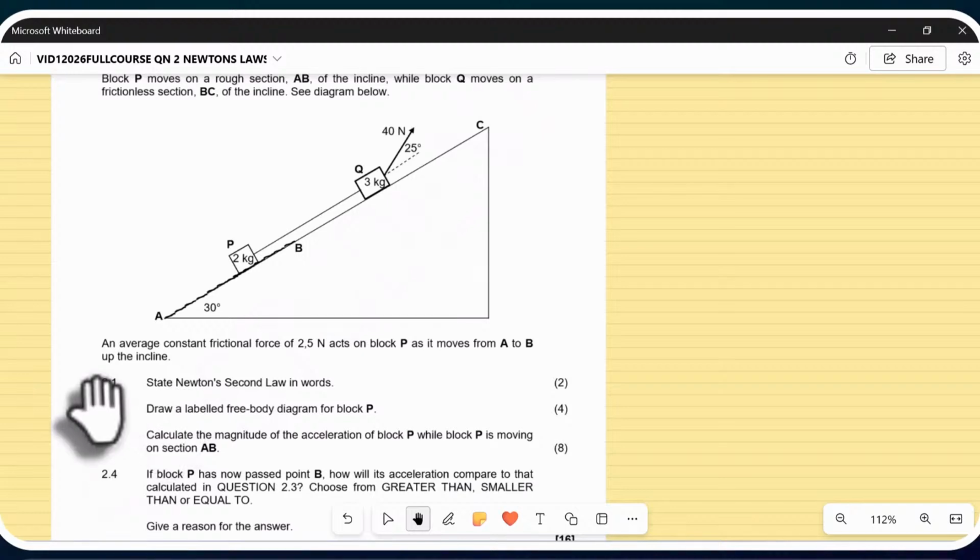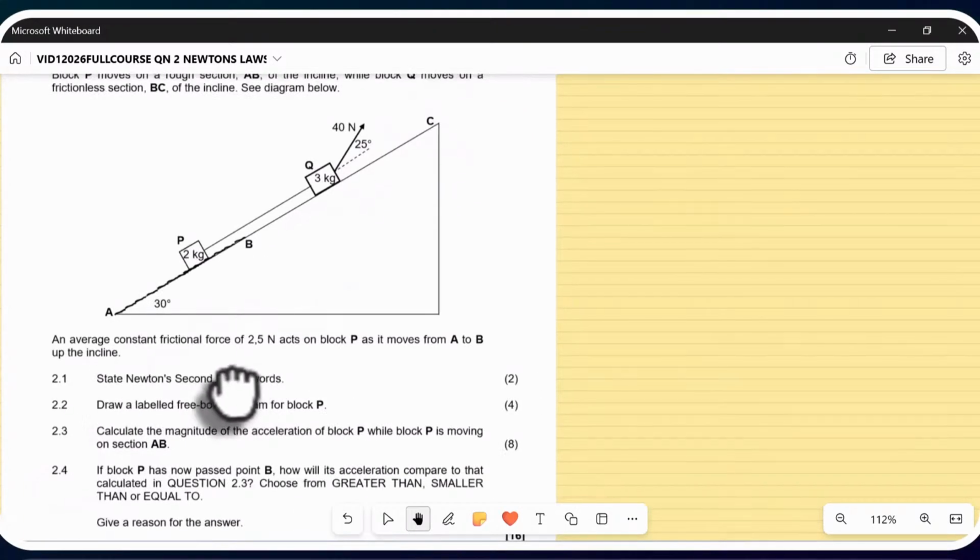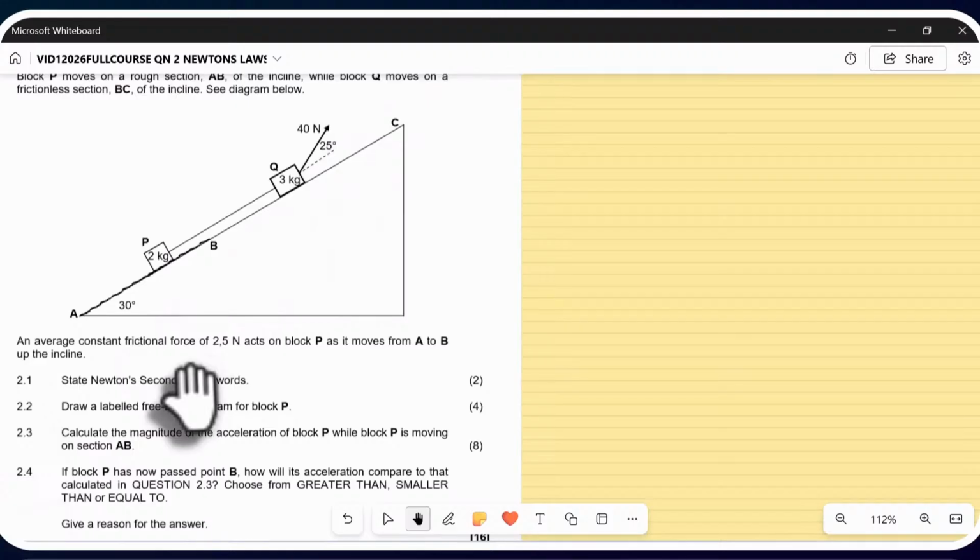How do we state it? When a net force acts on a body, the body will accelerate in the direction of the force, with the acceleration directly proportional to the force and inversely proportional to the mass of the body. Let us say it together. When a net force acts on the body, it will accelerate in the direction of the force, with acceleration directly proportional to the force and inversely proportional to the mass of the body.